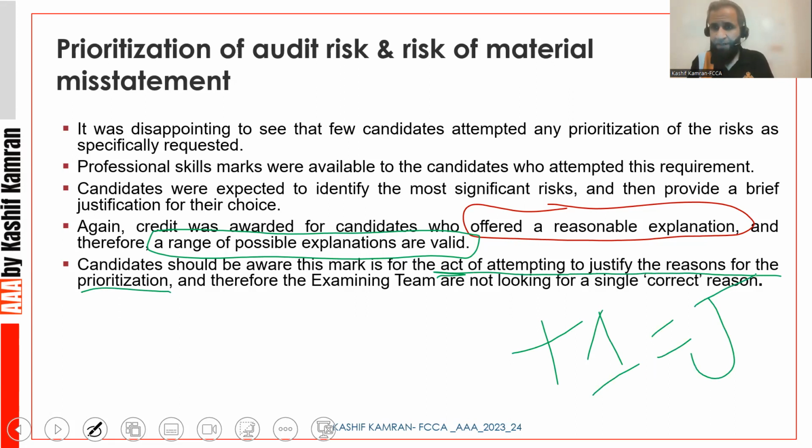And that one can be the difference between 49 and 50. So the act of attempting to justify the reason for prioritization, do that. That is pretty simple. And again, there is a range of possibilities, so there is no one right answer.